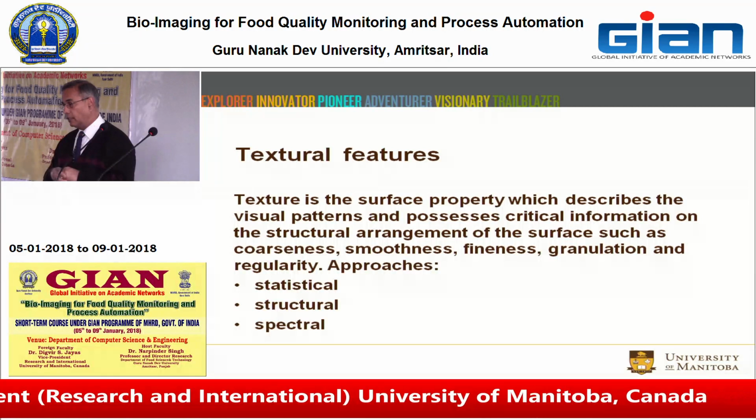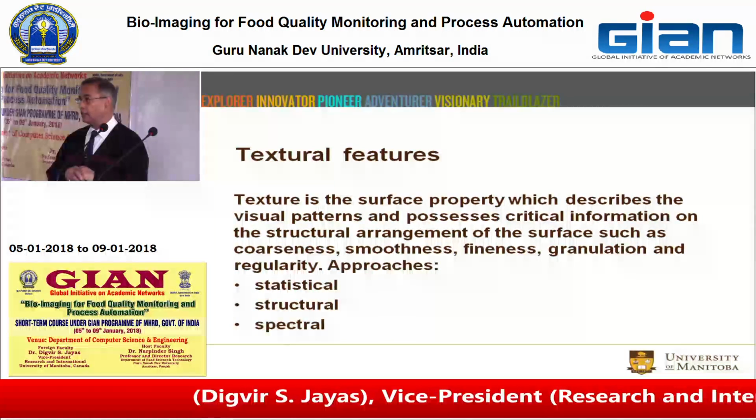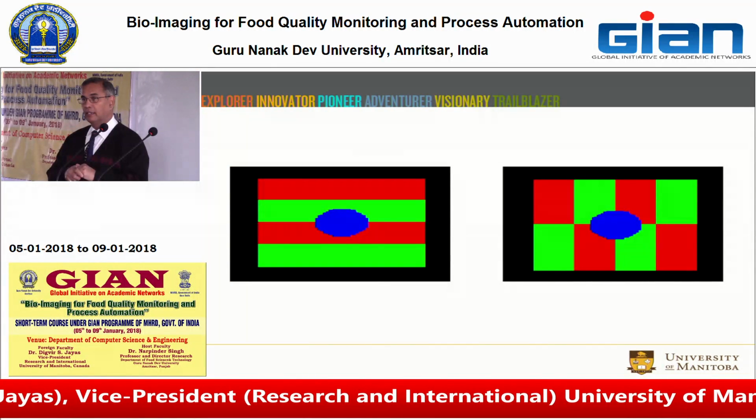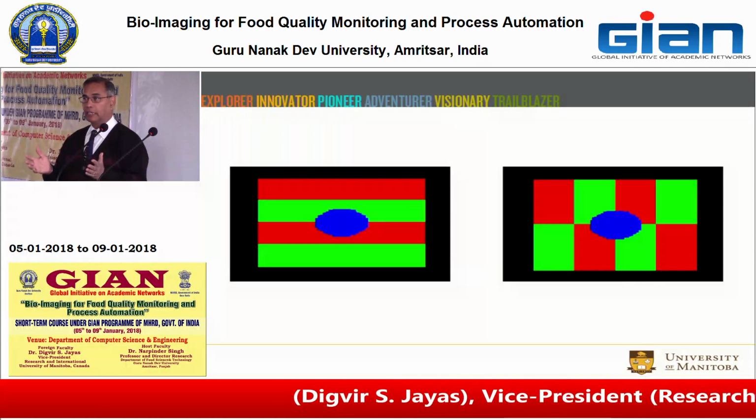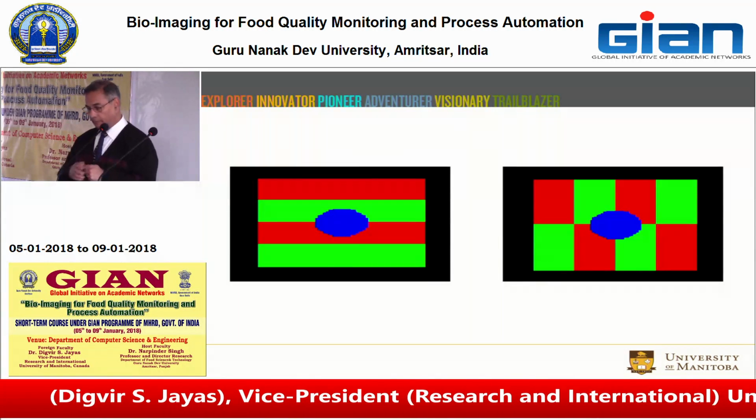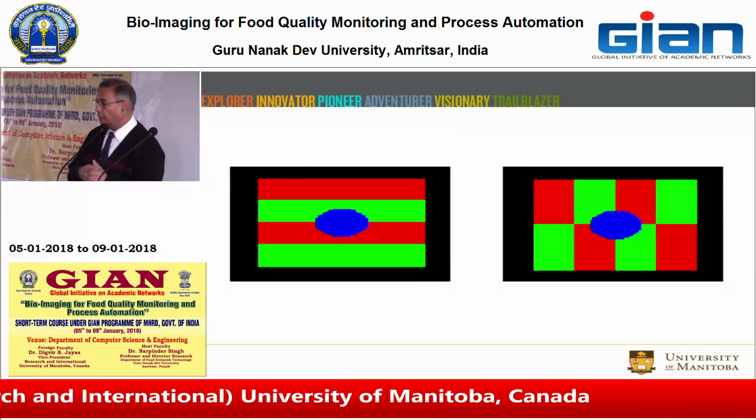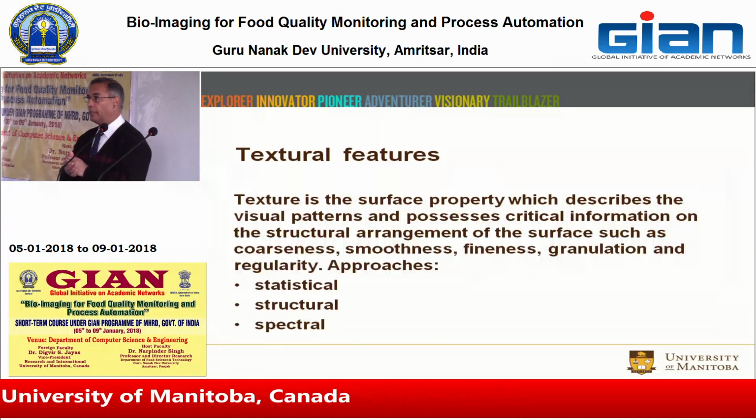Okay, so that's what texture is. Basically, it is a surface property which describes the visual patterns on the surface of the object, and critical information on the structural arrangement of that surface, which deals with the coarseness, smoothness, fineness, granulation, regularity. And there are three different approaches used for extracting textural features: a statistical approach, a structural approach, and a spectral approach. Okay? Is that clear?